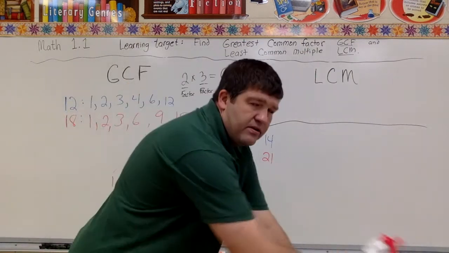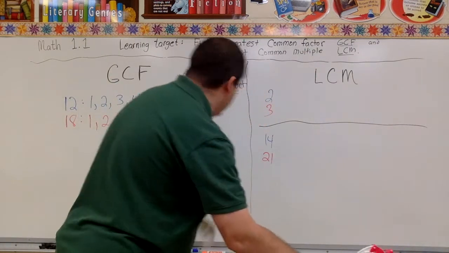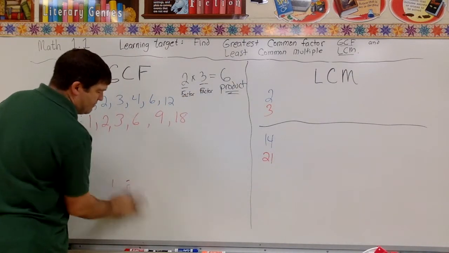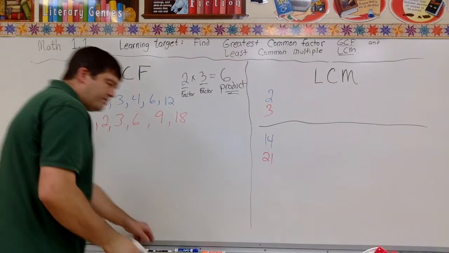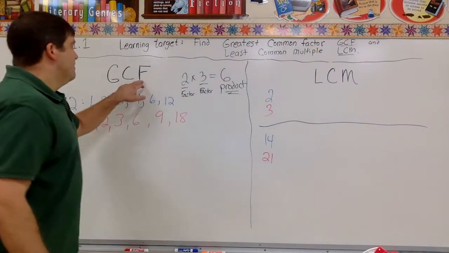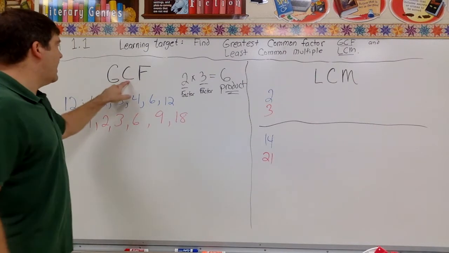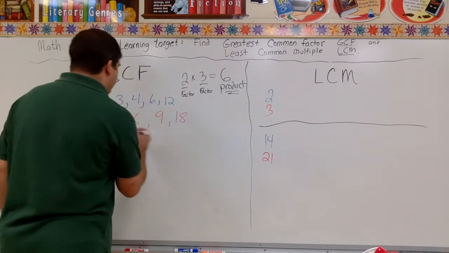Okay. So that's the work part of it. Once you've done the work, then you just look and discover what your answer is. So, factors. These are all factors of these two numbers. Common ones. Let me find my commons.